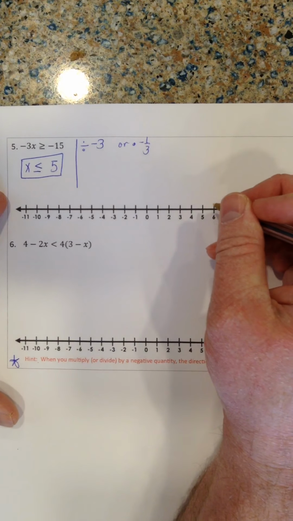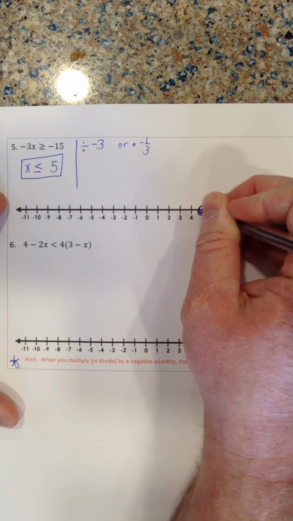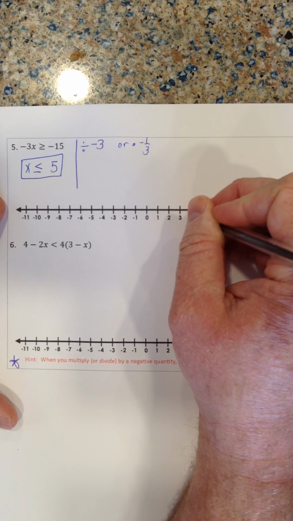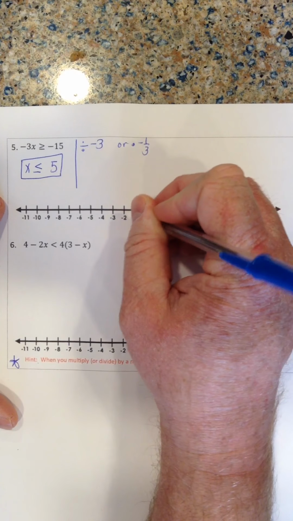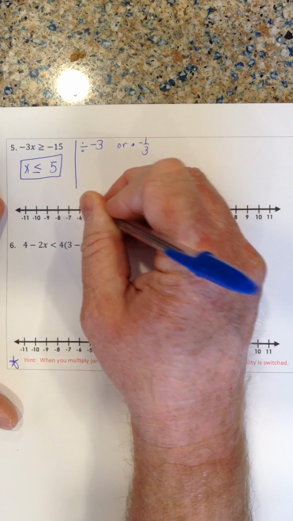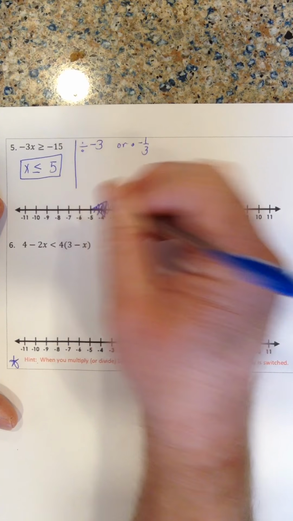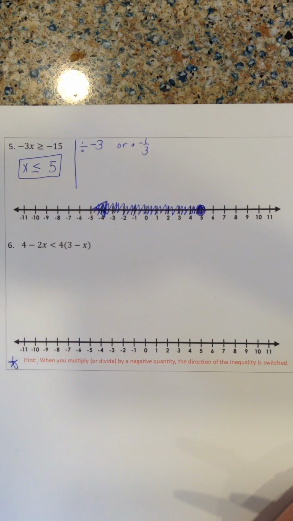I still have to graph it. Since it's equal to, it's a filled-in circle. It's going to be everything left since it's less. So I'm going to shade in everything to the left. I'm going to draw a big arrow down here. Like that. Okay.